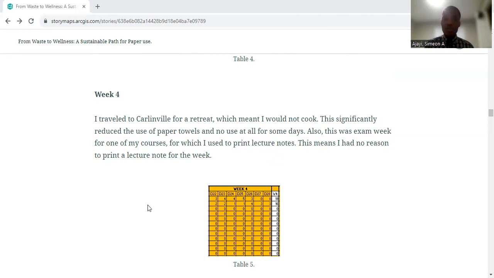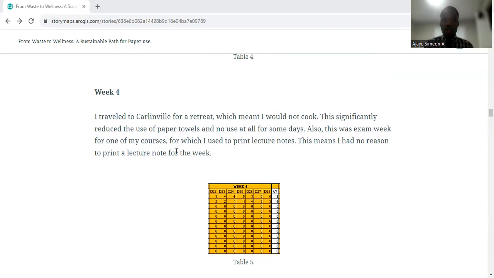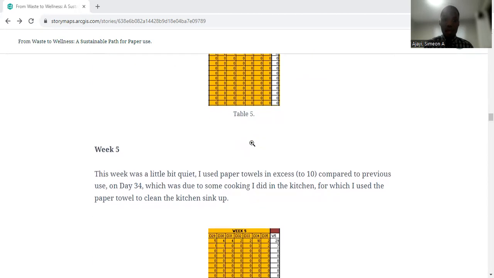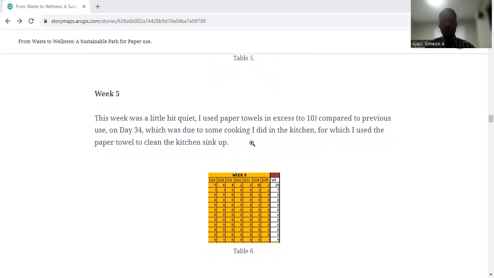Also, this was exam week for one of my courses, epidemiology, for which I used to print lecture notes. During the exam week, we don't usually have lectures, so I didn't have any lecture notes to print during this week. That was responsible for the amount of paper product I have there. Then week 5, excuse me.